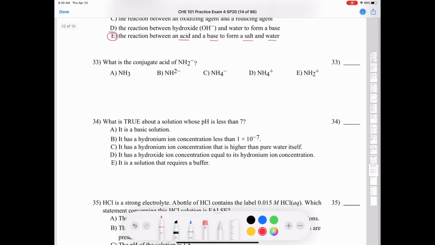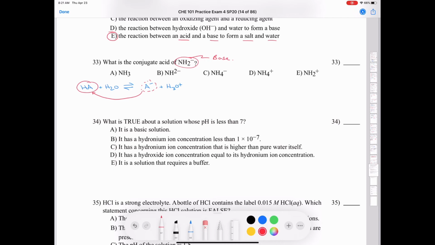Number 33, what is the conjugate acid of NH2-? And we looked at, if we have a weak acid and we put that in water and it dissociates to give us a conjugate base of the acid plus hydronium, we could do the same thing here. If we assume that this is our base, what would be the conjugate acid? Well, if this is a conjugate base, what is a conjugate acid?